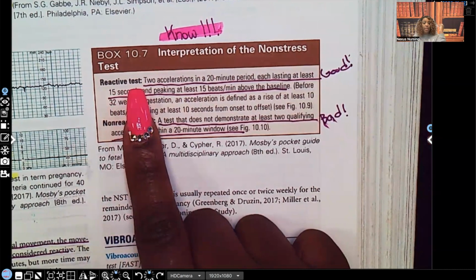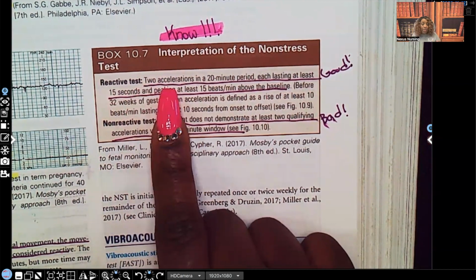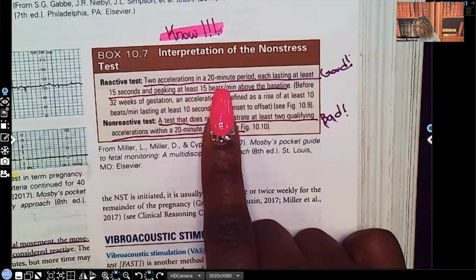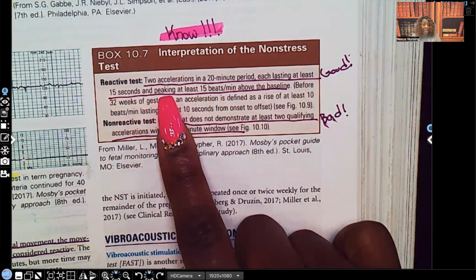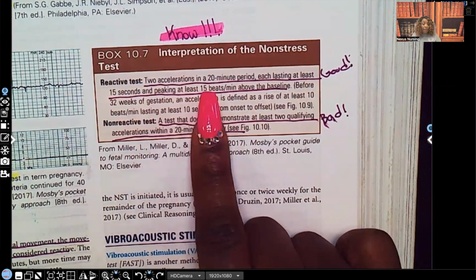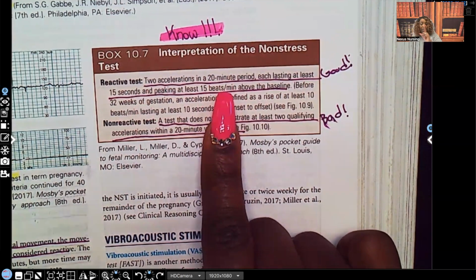Reactive test, that is good. Put a happy face next to it so you can remember when it comes to the non-stress test, reactive is what? Good. So what is the reactive result or interpretation? That is having 2 accelerations within a 20-minute period, and each of them lasting at least 15 seconds, and peaking at least 15 beats per minute above the normal baseline, going at least 15 beats per minute higher than the normal baseline. That is good. This is what we want to see.